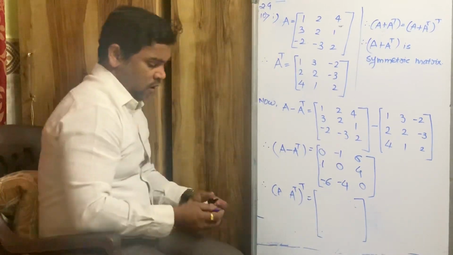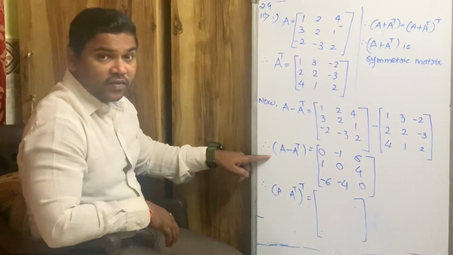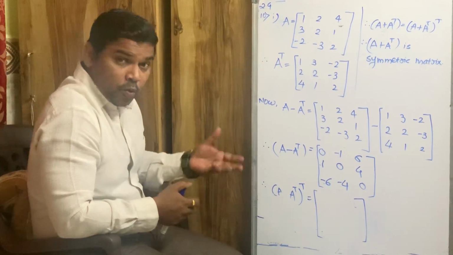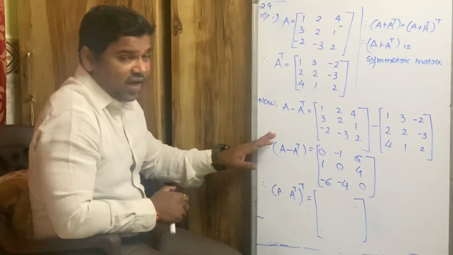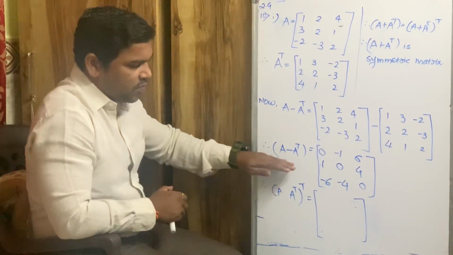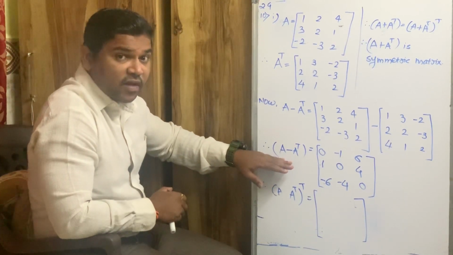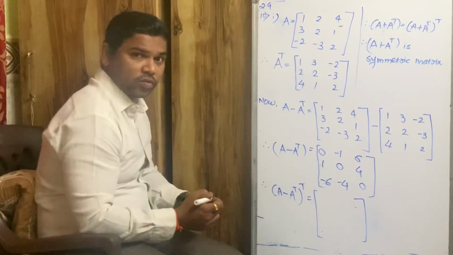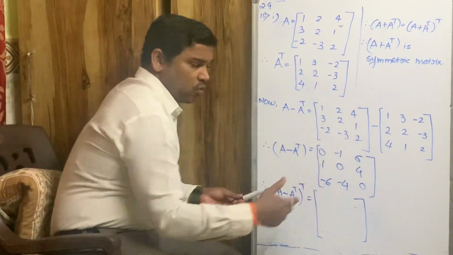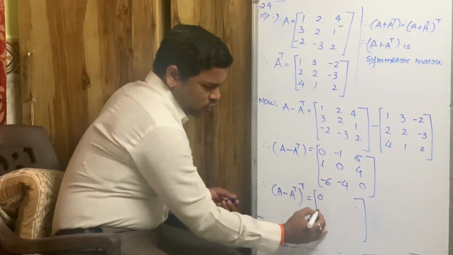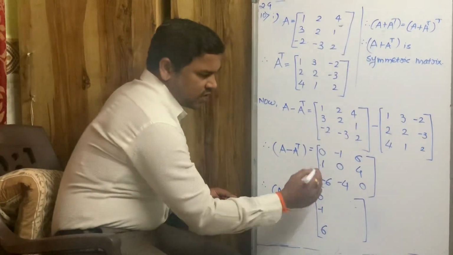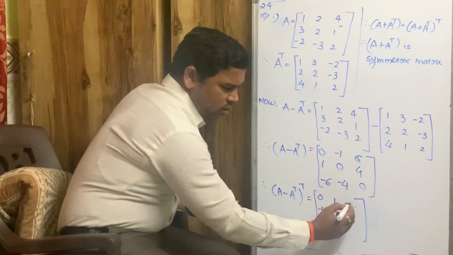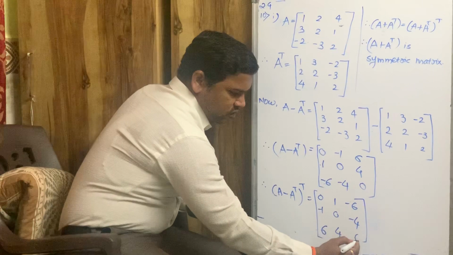Now we have to prove that this matrix A minus A transpose is skew symmetric. To prove it is skew symmetric, first we have to get its transpose. ये skew symmetric prove करने के लिए first of all इसका क्या करना पड़ेगा? ट्रांसपोज लेना पड़ेगा. So A minus A transpose, the whole transpose. Now just make its transpose. First row will become first column: 0, minus 1, 6. Second row will become second column: 1, 0, 4. Third row, third column: minus 6, minus 4, 0.